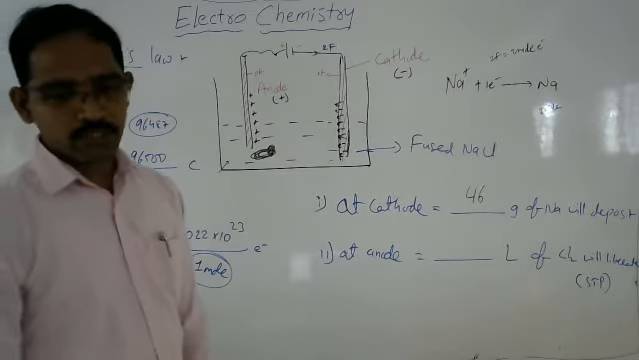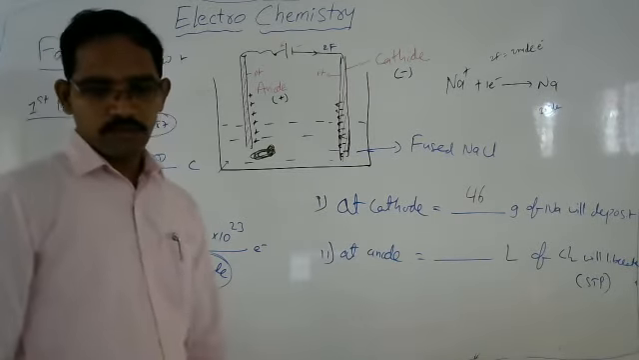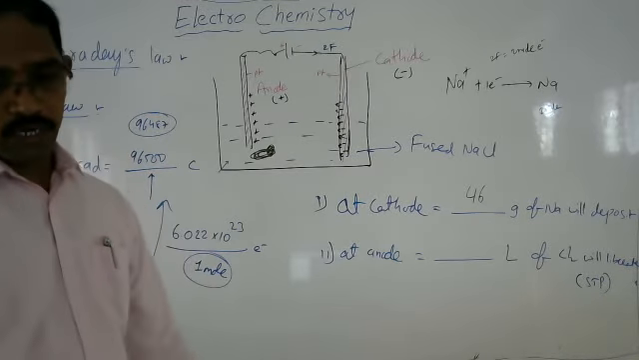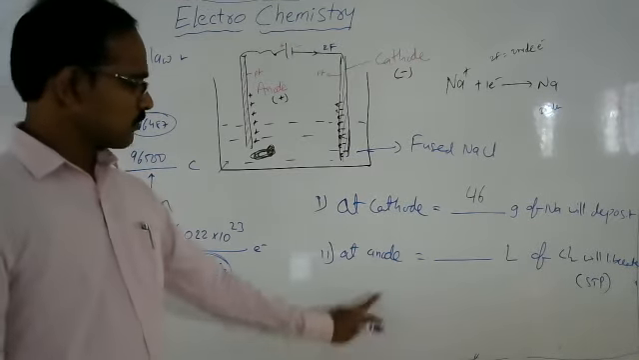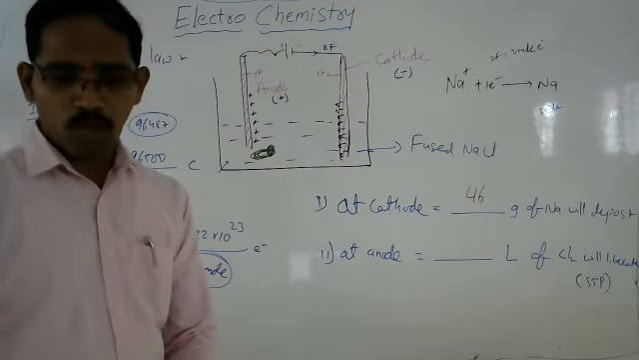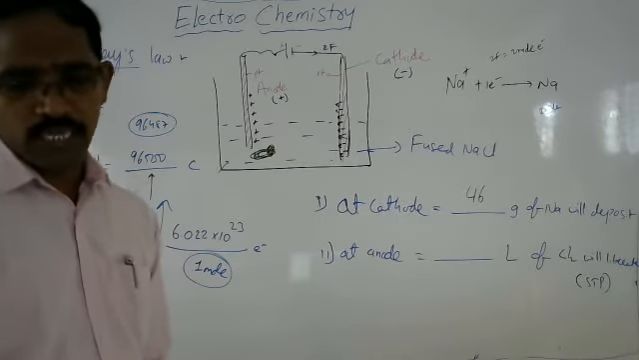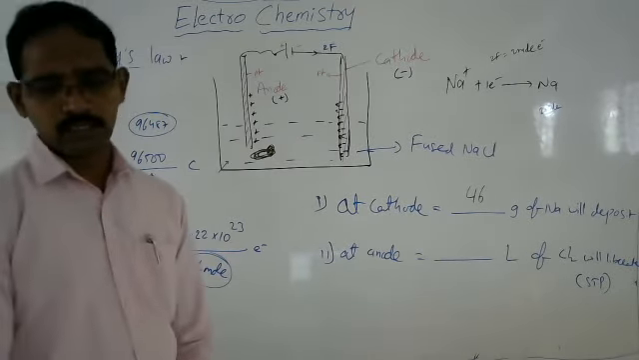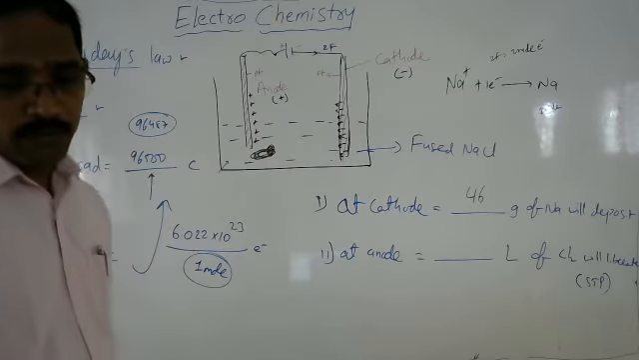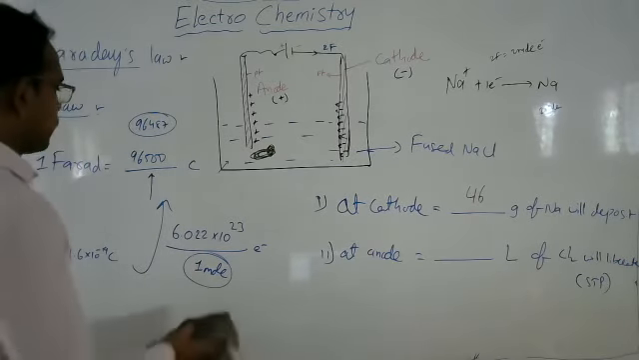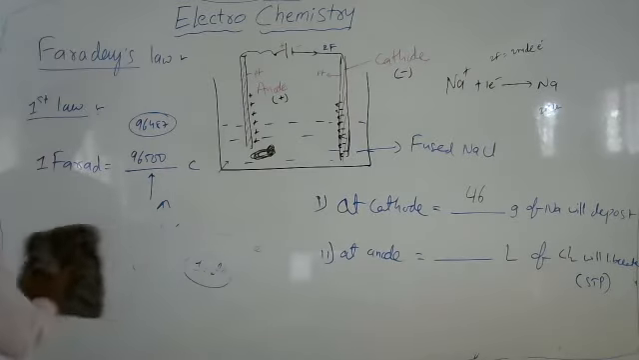Right. Next question is chlorine. Can you try? First calculate how many moles, then the gas volume. 44.8, we will see whether it is 44.8 or not.